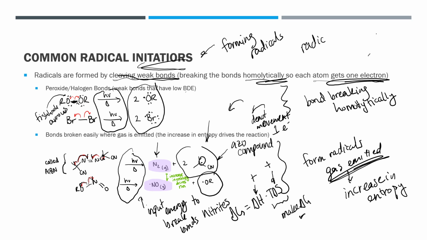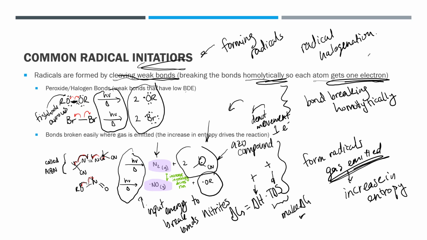I'll just write it here, radical halogenation, and I'll talk more about this when we get to that slide. But basically, it's very useful in organic chemistry because you're introducing with this reaction a functional group into a complex molecule. So hopefully this gave you an idea of why we use radical initiators and why some things are better as radical initiators than others.